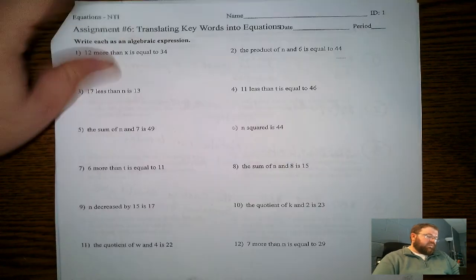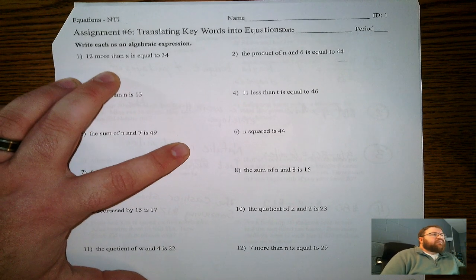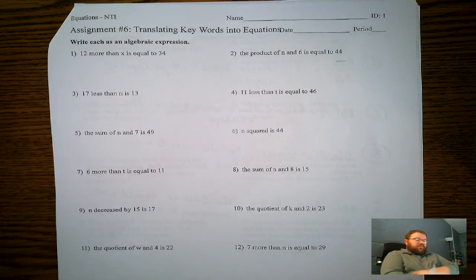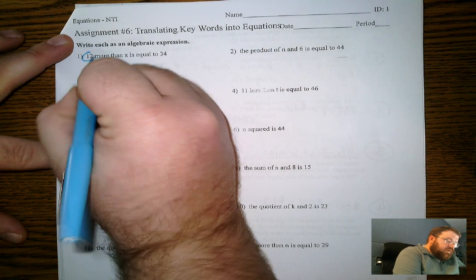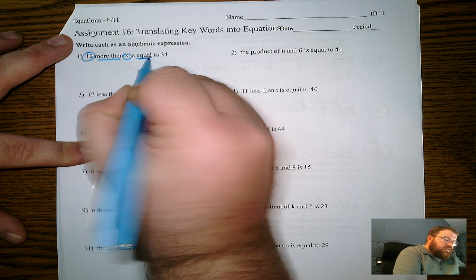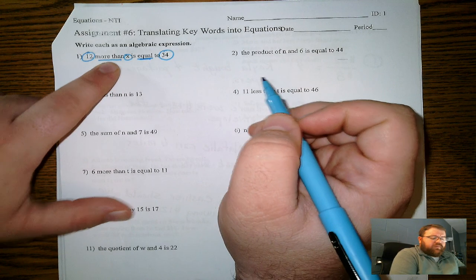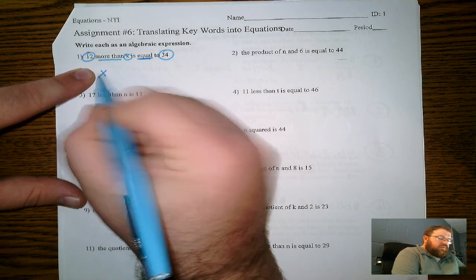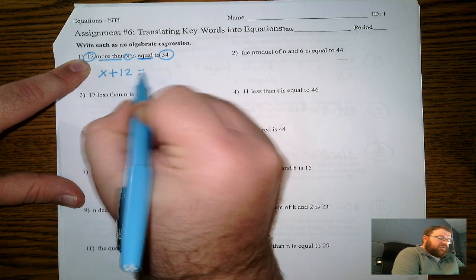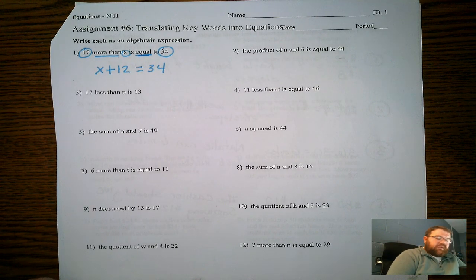In looking at your problems with the assignment number 6, we have 12 more than x is equal to 34. So let's use cubes. We have 12, so I'm going to circle 12, more than x, equal to 34. Now remember, more than is a switch phrase, so whatever comes after it goes first. More than is addition. 12 is equal to 34. Okay, so we have x plus 12 is equal to 34.